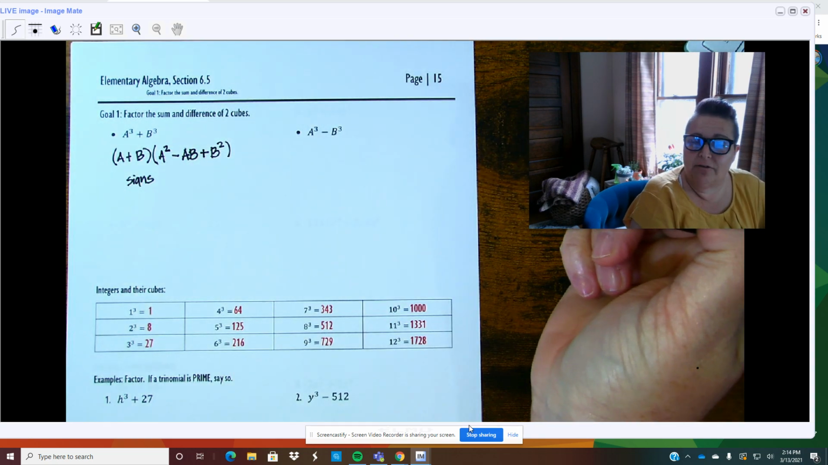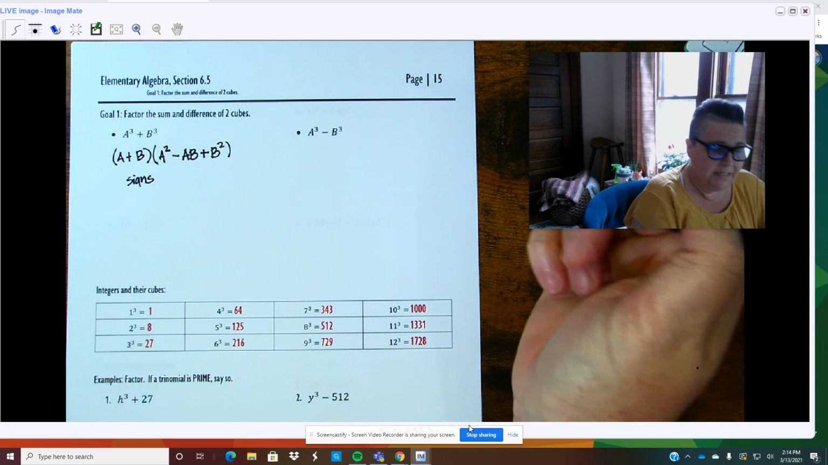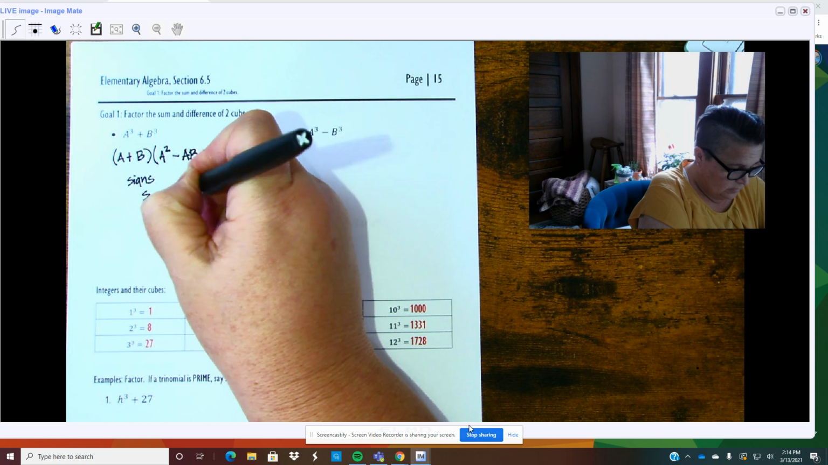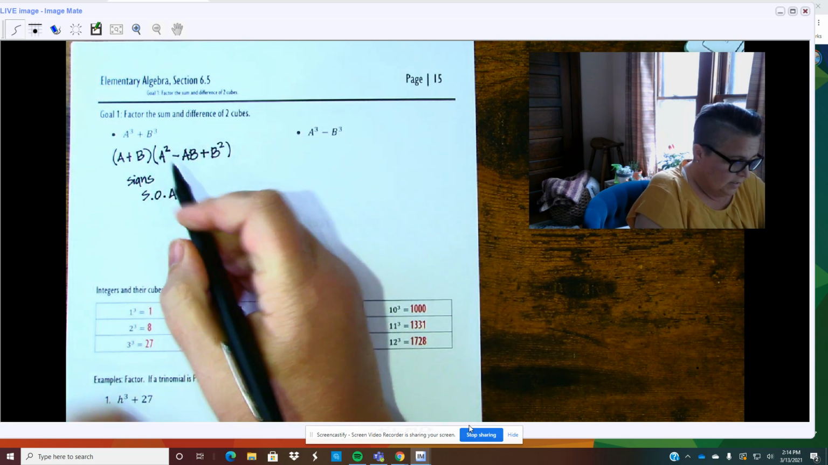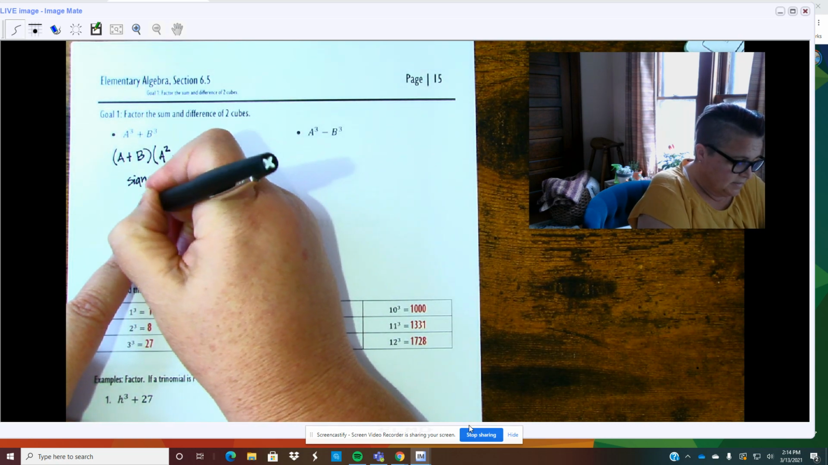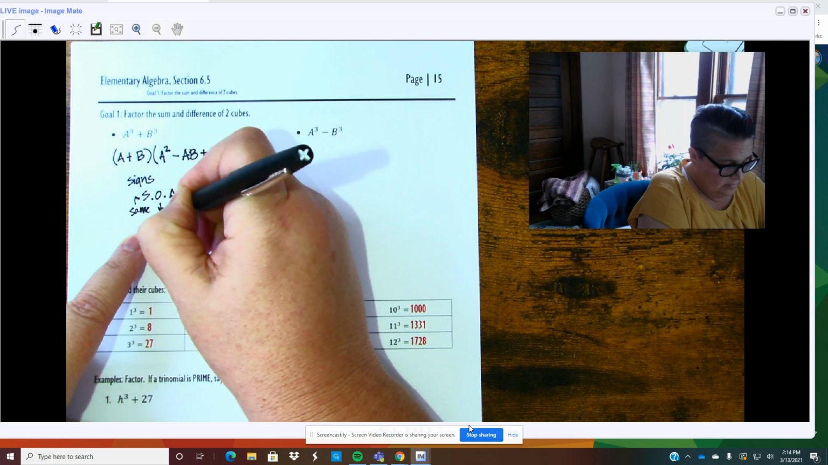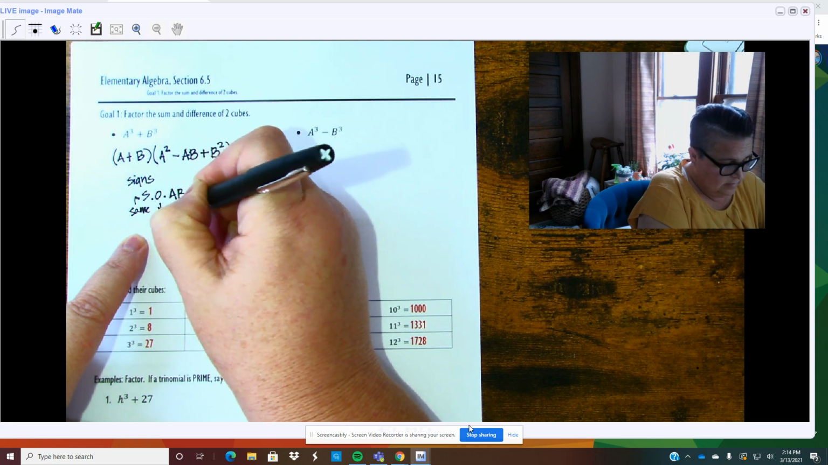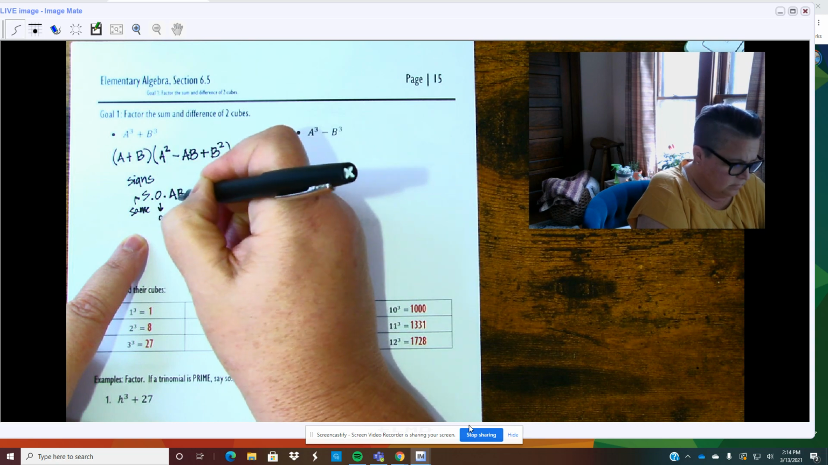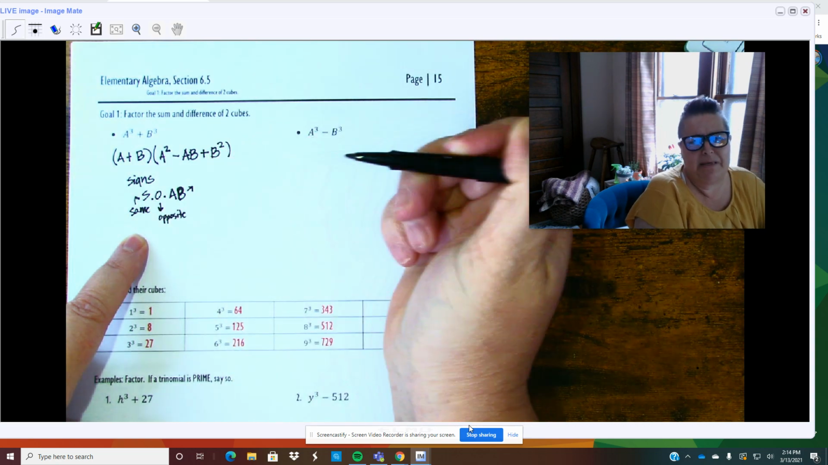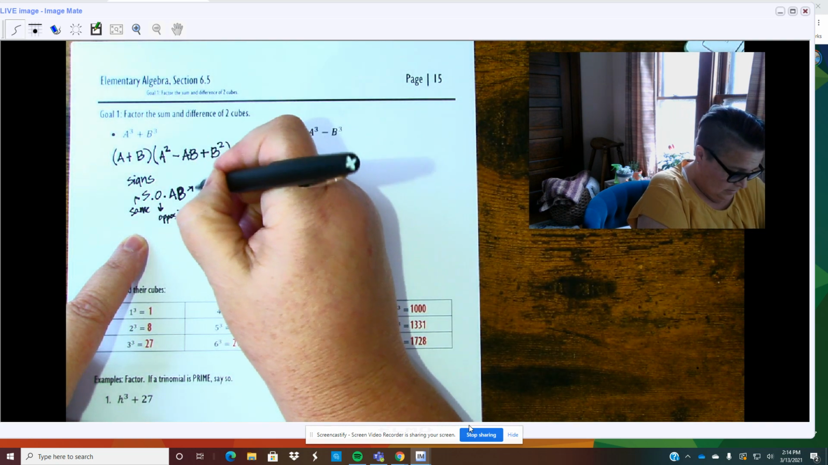I have this acronym from my colleague, Jason. He always calls it SOAP. As in the first sign is the same. The second sign is opposite. And the third is always positive. Same, opposite, always positive.